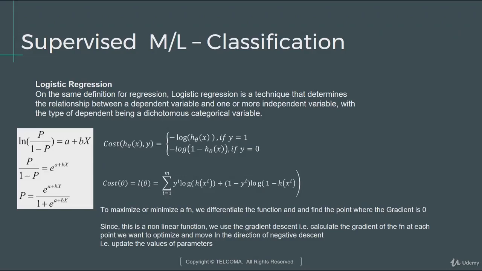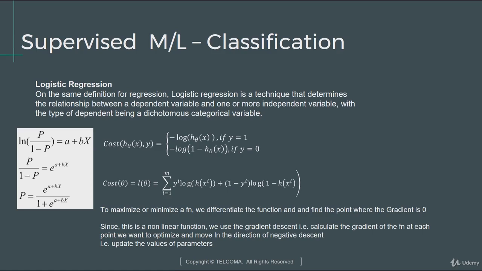So classification is the class of algorithms within supervised learning where your dependent variable is a categorical variable. A categorical variable would be something like result, which would say pass or fail, or an answer, which would be yes or no. Now, to solve this class of problems, which is classification, we have a simple technique called logistic regression, which is widely used and very popular.